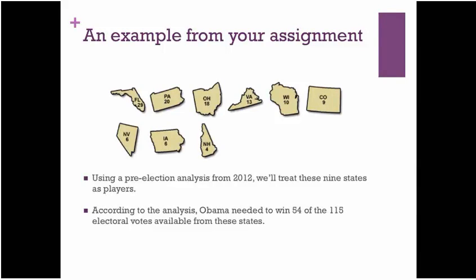Anyway, the result of having an electoral college is that certain states are up for grabs and other ones are considered by everybody to be safely in the camp of one candidate or another. Now, according to this particular analysis from the New York Times, which was done early in 2012, there were 9 states that were really up for grabs. You'll notice that Ohio is on this list. According to this analysis, counting the safe votes as safe, Obama needed to win 54 of the 115 electoral votes that were available from these states.